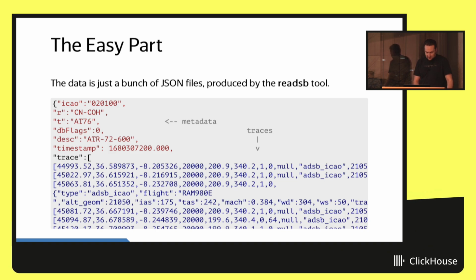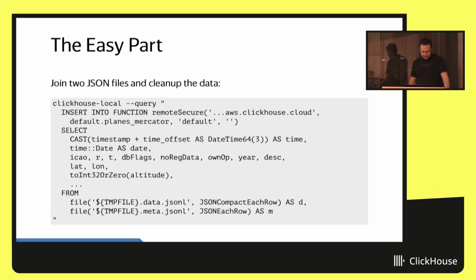-600, a timestamp, and a bunch of traces. And every trace is a point in time and space, a location of this airplane, plus vertical speed, plus roll angle, plus another type of angle, ground speed, air speed, everything. Even the flight number. Let's take a look in more detail.